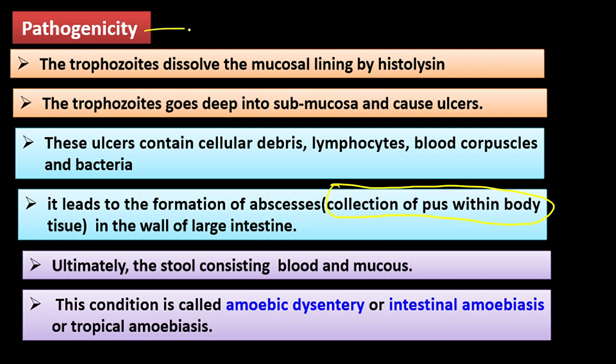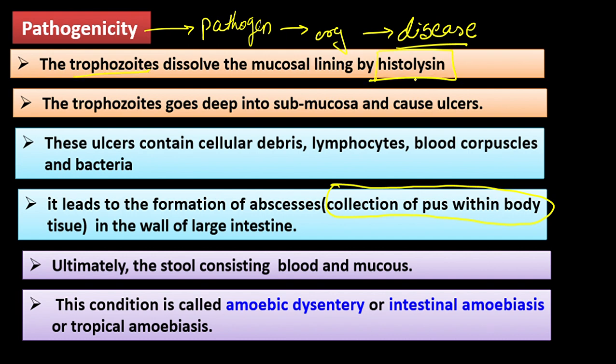Pathogenicity is nothing but pathogenic. That means, what did we study about a pathogen? An organism which causes disease. So in what way is Entamoeba histolytica pathogenic to us? How is it causing disease in us? So what does the trophozoite release? Histolysin, we have already studied, right? It is going to break your tissue. Now the trophozoite goes deep into the submucosa and it causes ulcers.